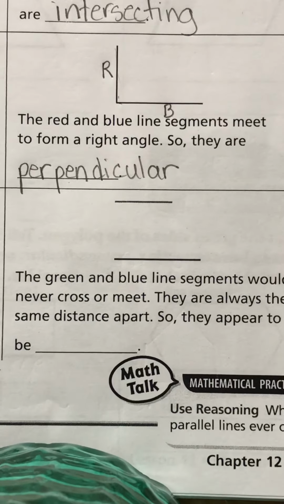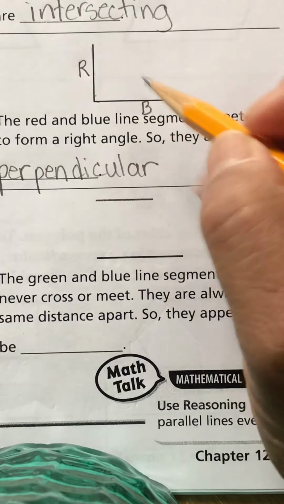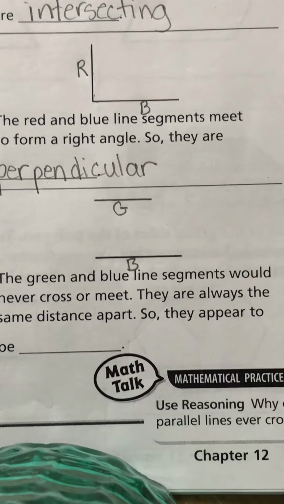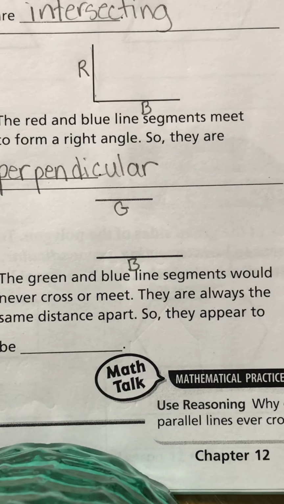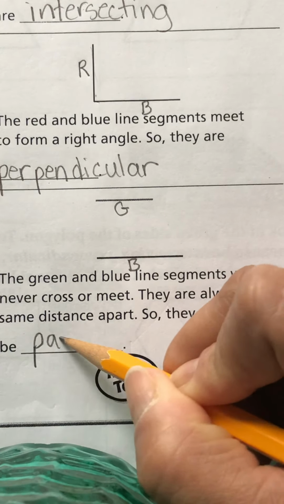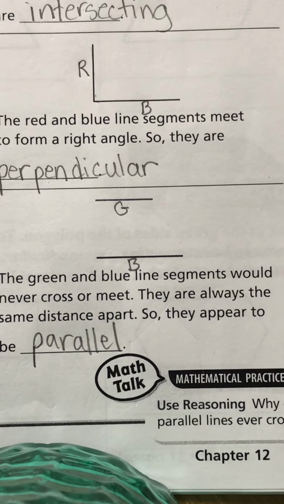Then it says the green and the blue line segments. Again, you don't know which one is which. Let's say that's green and this is blue. It says the green and the blue line segments would never cross or meet. They are always the same distance apart, so we know they are parallel. Those two lines are never going to meet each other, so they're parallel.